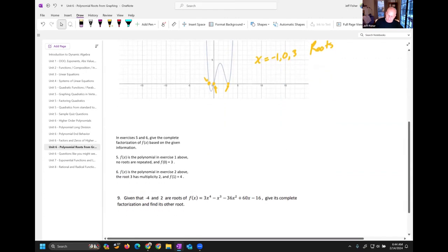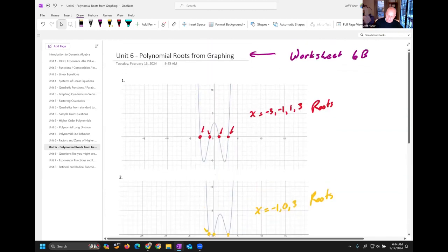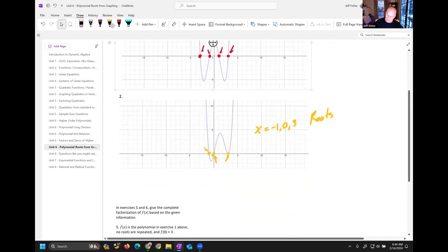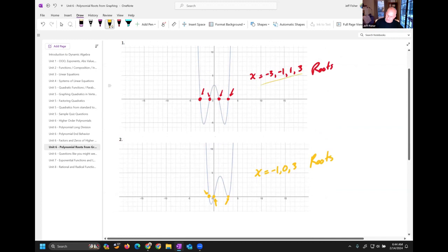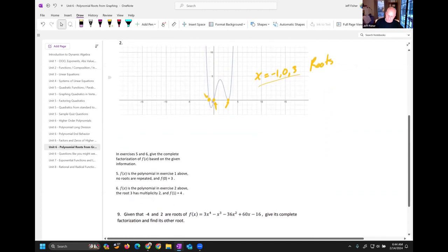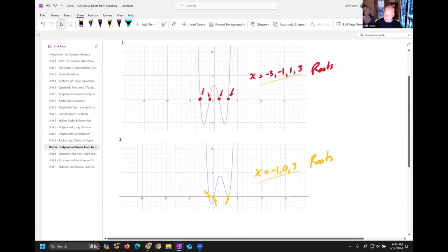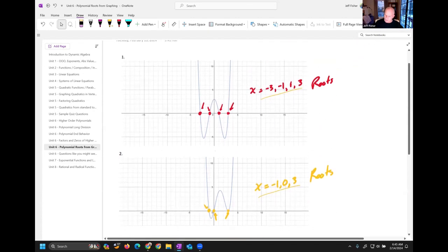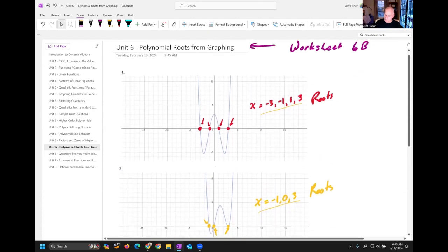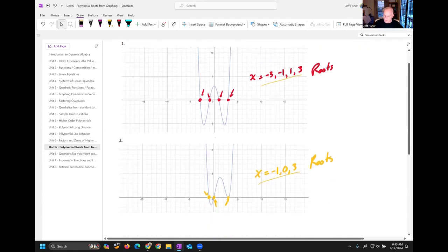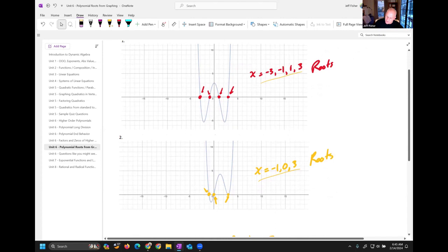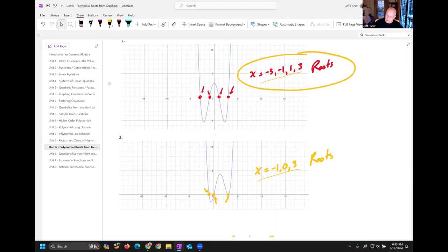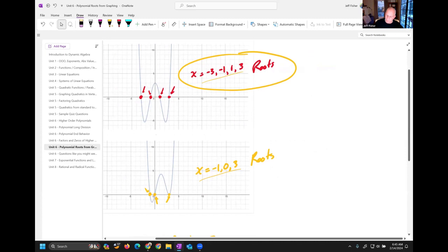Now it says for these exercises, for these two where we have this and this, what is the polynomial in exercise 1 above? No roots are repeated, and f of 0 equals 3. Well, that means we have to put this into factors. Okay, we have to put this into factors. And so let's do that. What is this function going to be if the roots are negative 3, negative 1, 1, and 3?